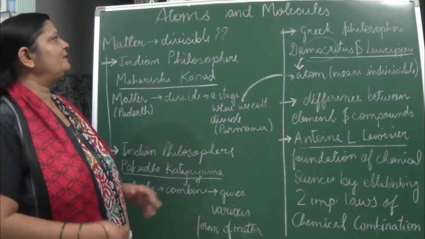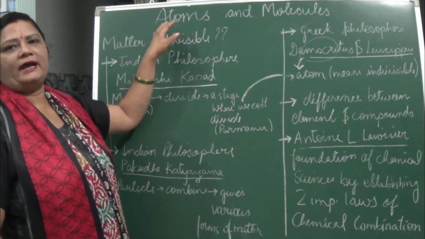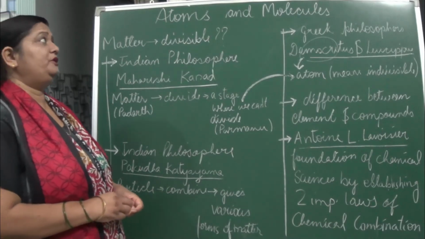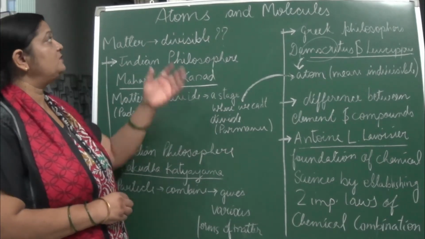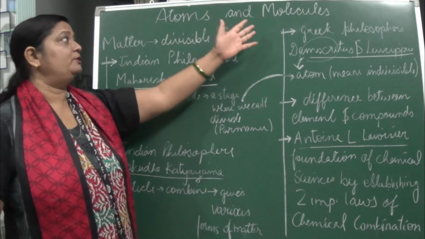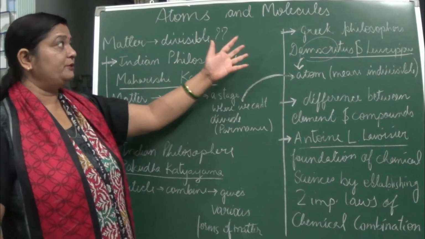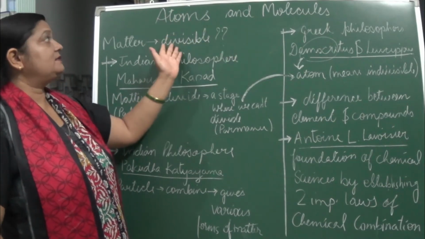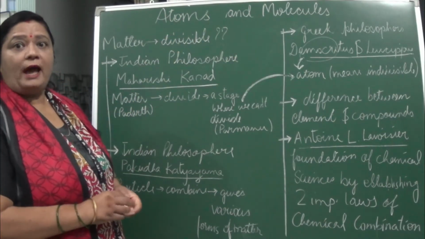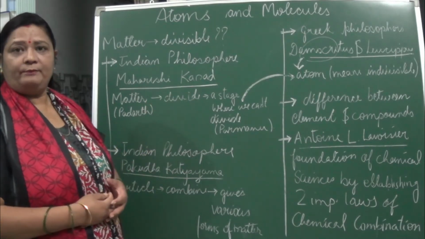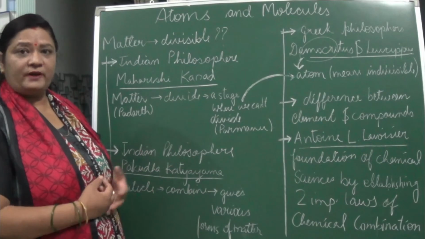Hello students, today we are going to start the new chapter, atoms and molecules. How did the scientists reach these words, atoms and molecules? How were these words said, that they are atom or they are molecules? For that, they took examples and they did experiments.